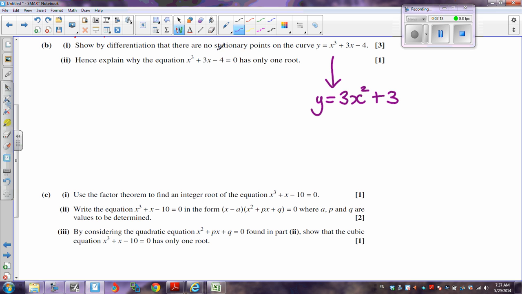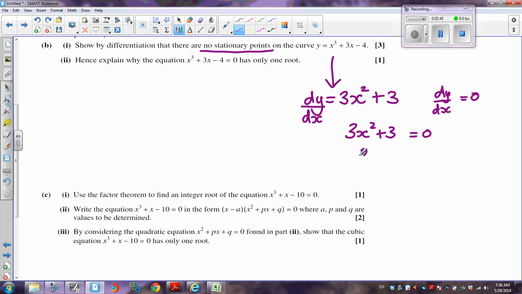Now, I'm a bit confused here about the stationary point thing, but I do know that for a stationary point, the gradient has to be 0. Sorry, I've got to write dy by dx there. So dy by dx is equal to 3x squared plus 3. So I'm going to try and find the stationary points and see what happens. I know that at stationary points, the gradient, or dy by dx, has to be 0. So let's put the gradient, that's 3x squared plus 3, equal to 0, and try to solve that equation.